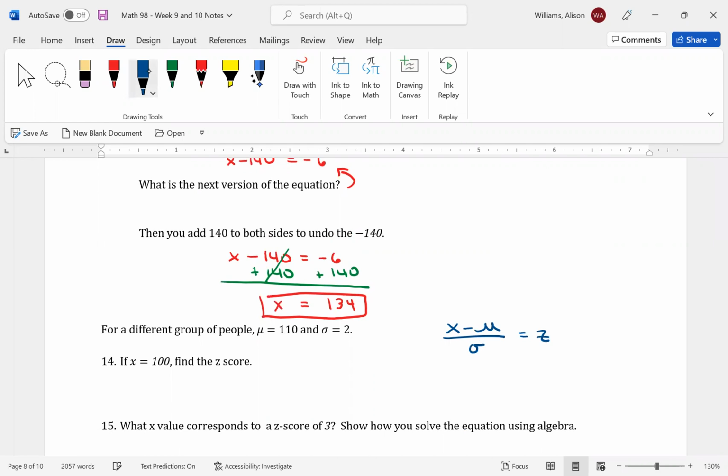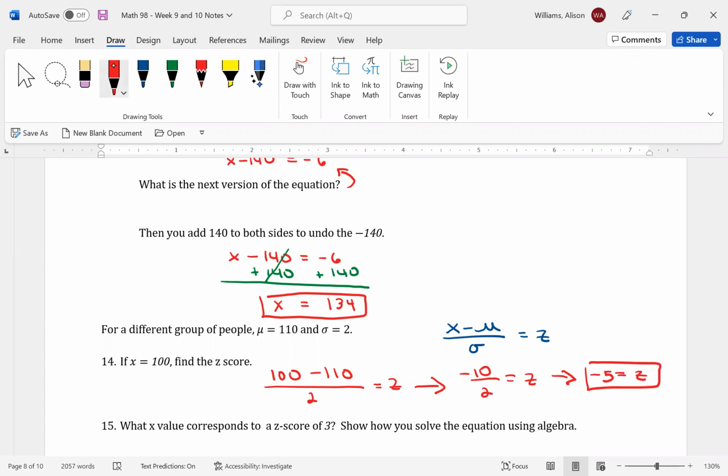Okay, so finding the Z-score, I'm going to plug in 100 for X. Oops, didn't switch to red yet. 110 for mu all over 2. Okay, so 100 minus 110, well, that's actually going to come out to a negative number. So that's going to come out to negative 10 over 2, which is 5. So here, negative 5, sorry, negative 5 equals Z.